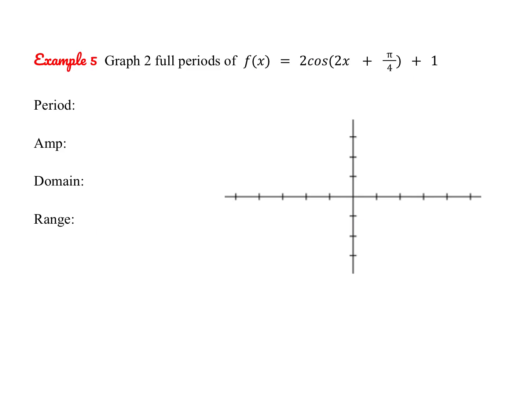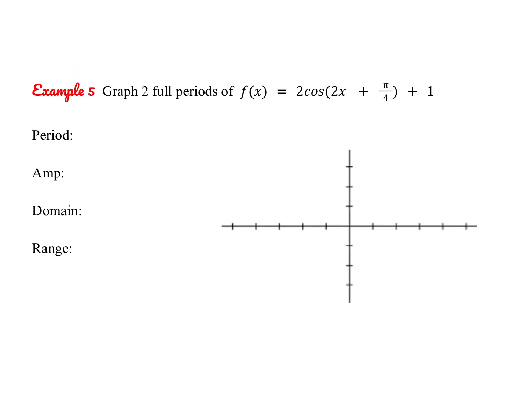All right, let's try one more of these together. Same thing, we need to factor out that b value. So I'm going to rewrite my function. We have 2 times the cosine of 2 times (x plus pi over 8), plus 1. Okay, so I see that our graph is shifted up 1.